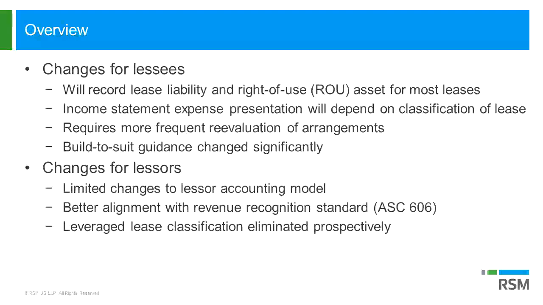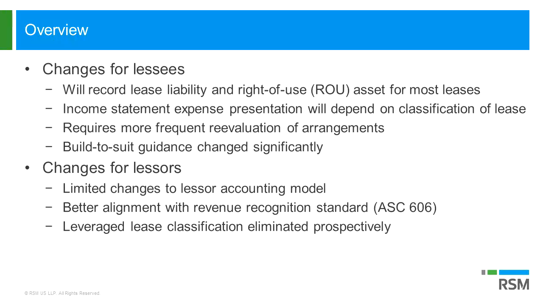An overview of the changes as currently prescribed in 842 are summarized below. We'll start with the lessees. By far the biggest changes will be for the lessees. They will be required to record lease liabilities and right of use assets for most leases. We'll get into the details as far as which types of leases are excluded from this, but as a whole, the majority of leases will need to be evaluated for purposes of this adoption.